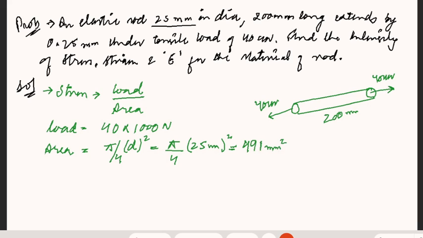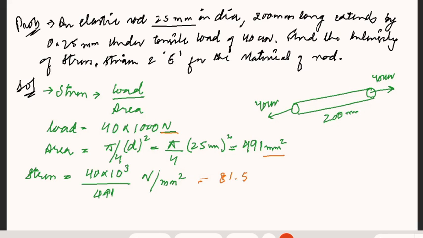Now you have to calculate your stress. It will be simple. Load, that is 40 into 10 raised to the power of 3, divided by 491. With regard to units, for load you have Newton, and for area you have mm square, so Newton per mm square. Therefore, the value will be 81.5 Newton per mm square. This is your intensity of stress. Simple.